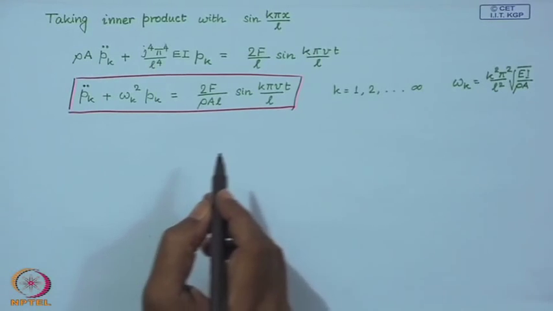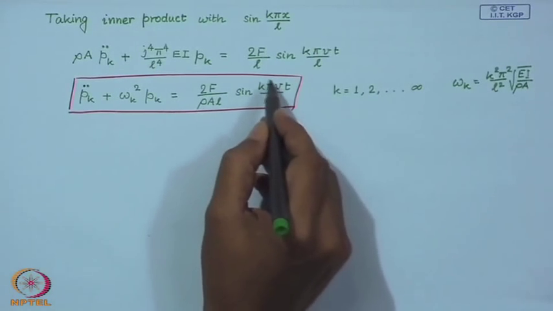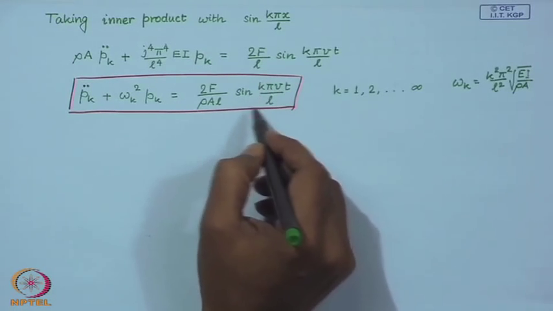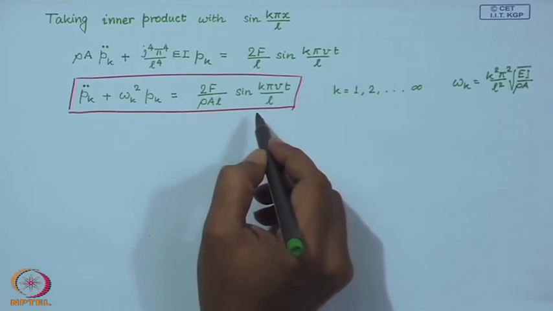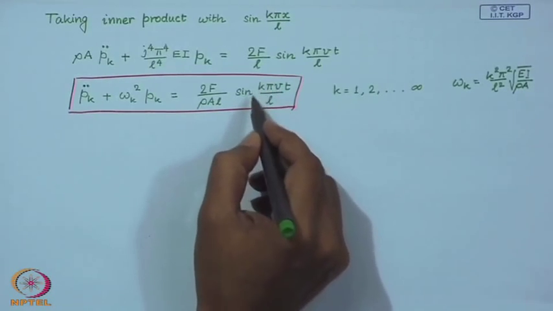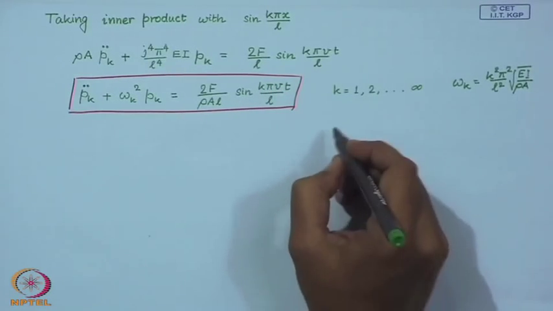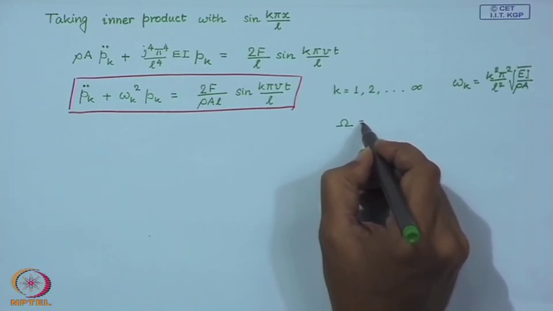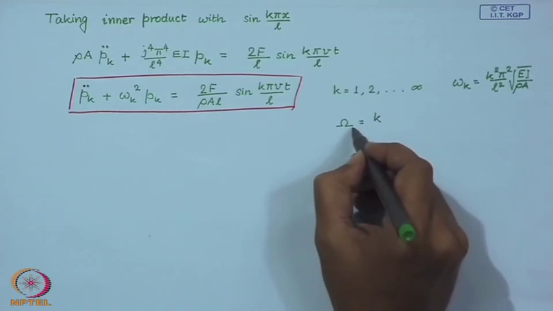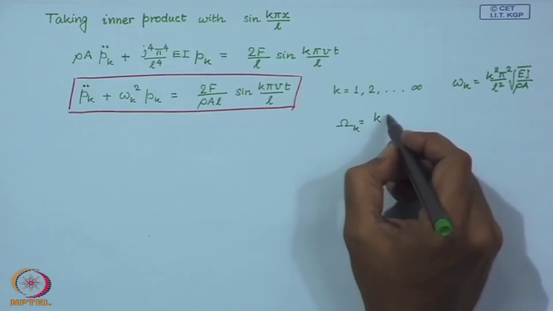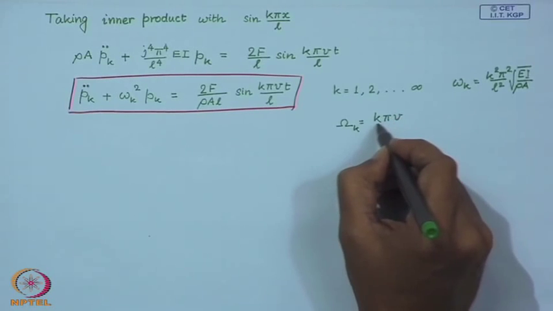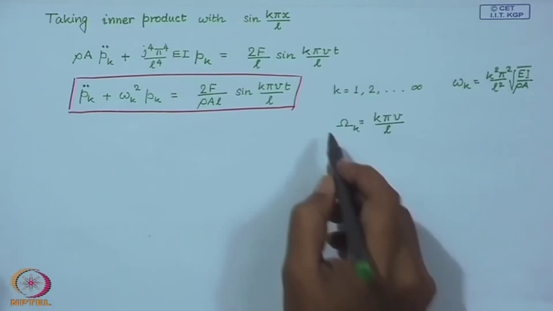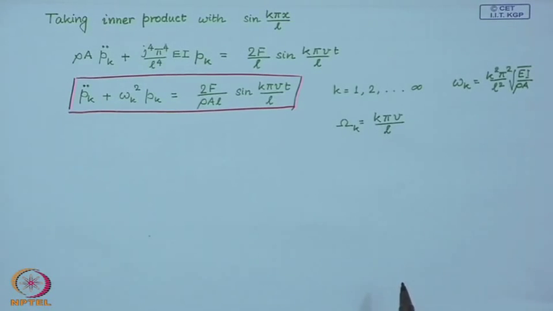Now here you can note that it is a harmonic forcing. So, the frequency of the harmonic forcing, let us name it omega, indexed with k. So, that is the circular frequency of the harmonic forcing.